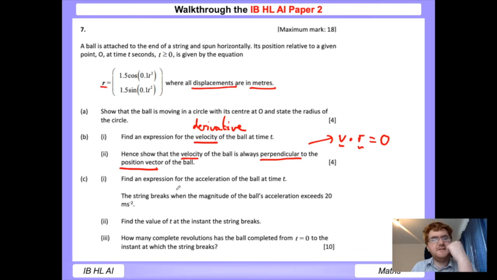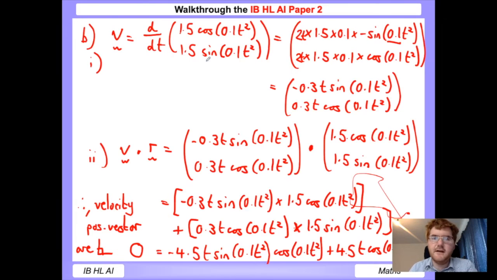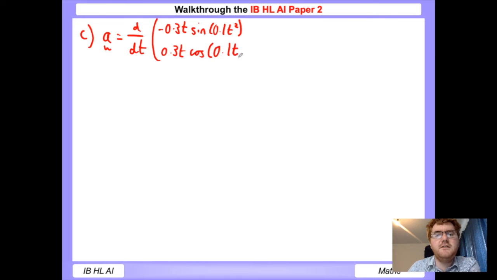Find an expression for the acceleration of the ball at time t. Okay, so very similar to how we did the previous question. The acceleration is equal to the derivative of the velocity vector, which is the one that we just worked out here. So minus 0.3t sine 0.1 t squared, and then 0.3 t cos 0.1 t squared. Right, we're going to need some room for this one.